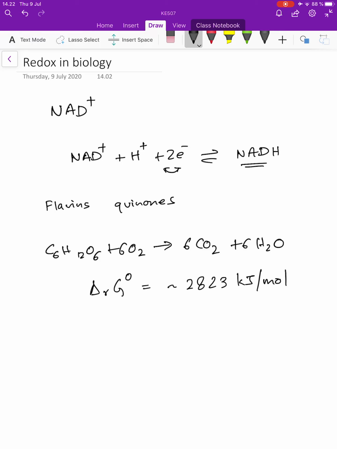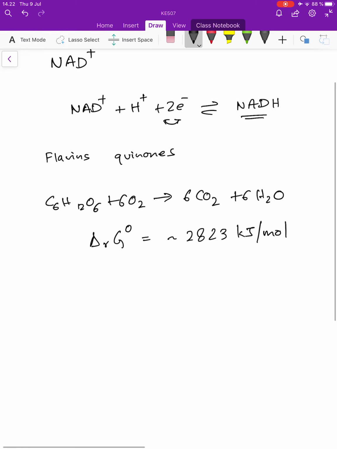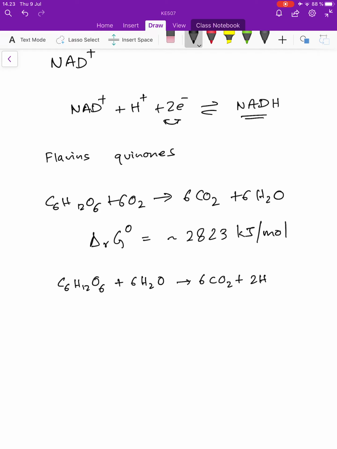So although there are no explicit electrons in this reaction, the oxidation of glucose can be written as a sum of 2 half reactions in the following way. Here we produce 24 protons and an equal number of electrons. And these can be then added to water to produce 12 molecules of liquid H2O.